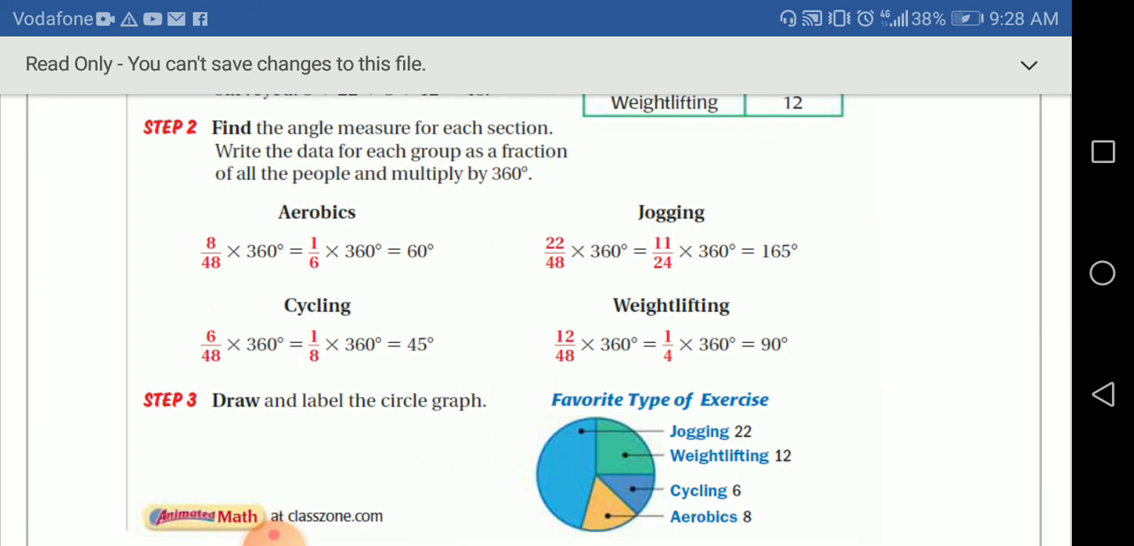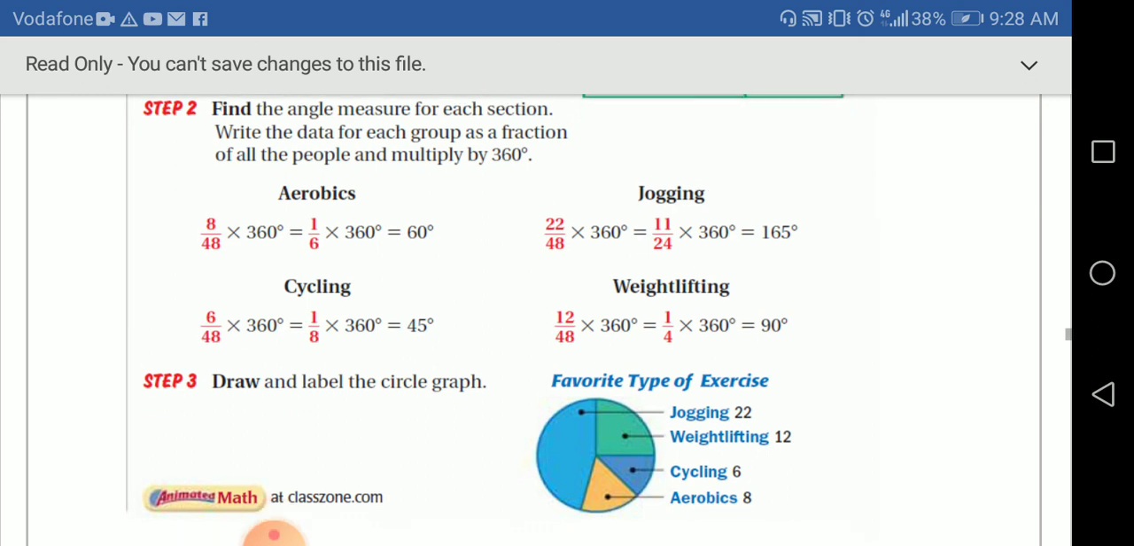Okay, about the drawing, I'm not going to ask you this quarter about the drawing, but next quarter we will draw them.